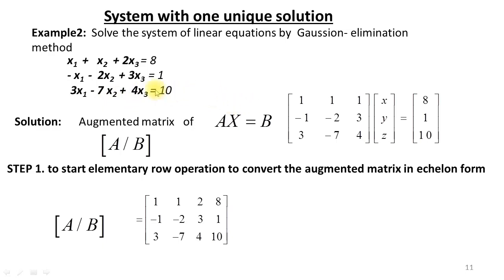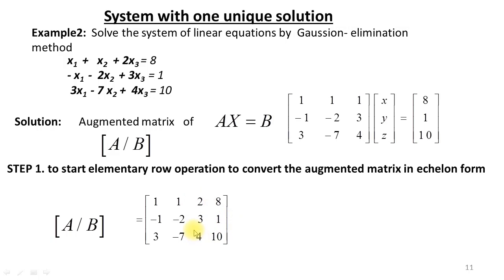First of all, write this system in matrix form. This is the matrix form. A is the matrix of coefficients, x is the matrix of unknowns, and b is the matrix of constants. So Ax equals b: this is matrix A, this is matrix X, and this is matrix B. Now take the augmented matrix from this system. This is the augmented matrix. The augmented matrix is obtained from two matrices: one is the coefficient matrix, and the other is the constant matrix. So this is the augmented matrix.